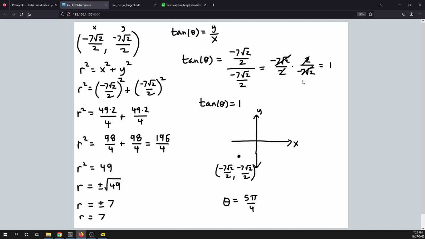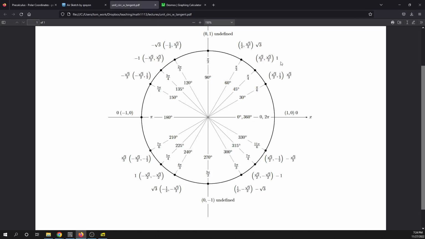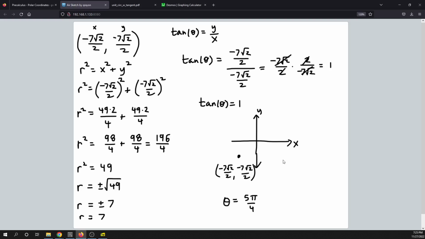In this problem, we wound up with a value for tangent that did correspond to one of the points on the unit circle, so we were able to use this unit circle to do that. In other problems, you may wind up with a value for the tangent that is not on the unit circle, and so in that case you would have to use a calculator to find the value. But we will talk about that in later videos.